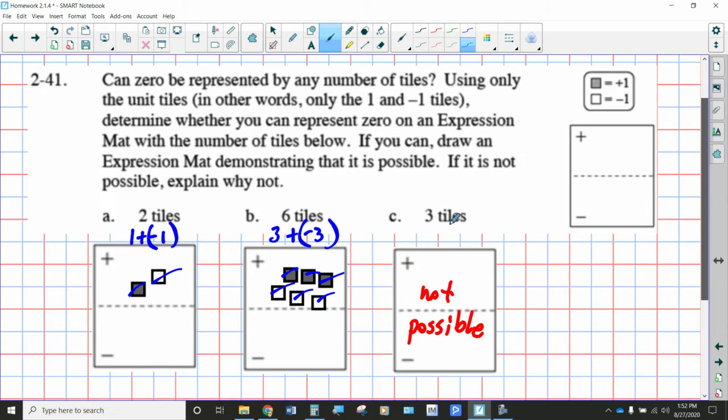But there's really no way that you can have an odd number of tiles and get 0 out of that. Because if you had like 2 positives and 1 negative, you're going to be left over with a positive. You're not going to get a 0 out of that. Or if you had 2 negatives and 1 positive, you'd end up with a negative 1 after canceling out the 0. So you pretty much have to have an even number of tiles in order to cancel everything out and make zeros.